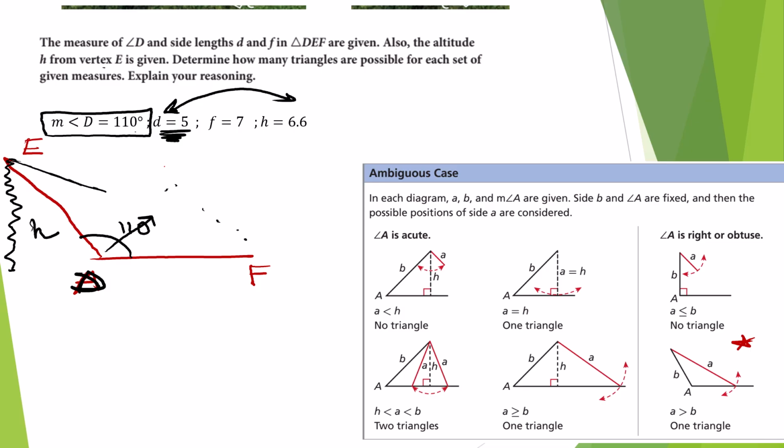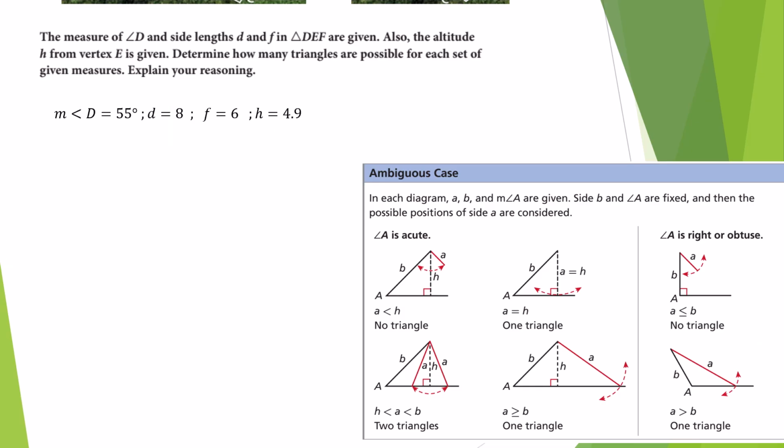To make the triangle, it has to be the largest one, which means D is smaller than F, even smaller than H. So it means no triangle. Why? Because the angle is obtuse, and the side opposite to the obtuse angle should be the largest side. That's why I couldn't make the triangle. Understand? Next question.